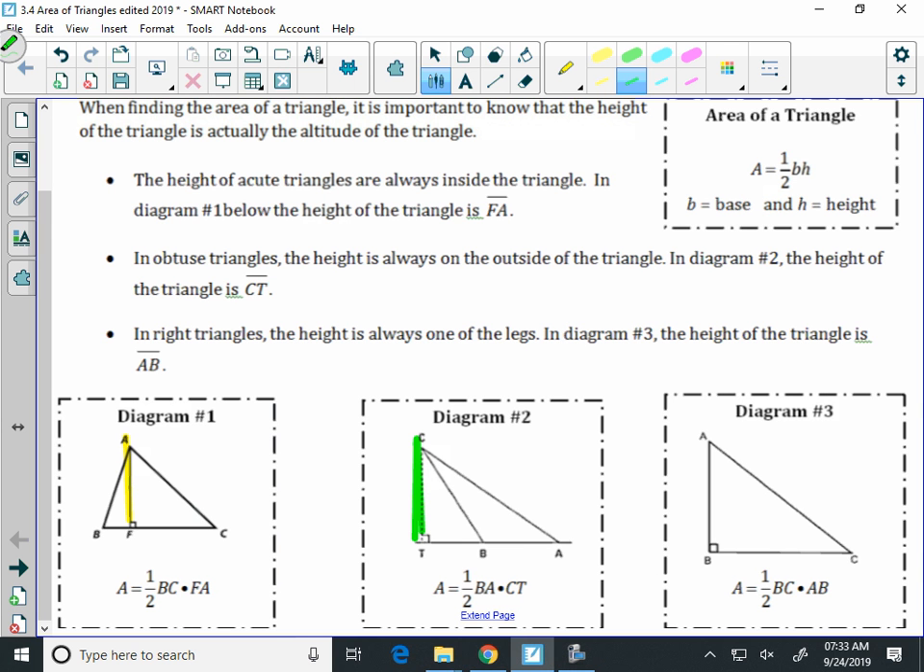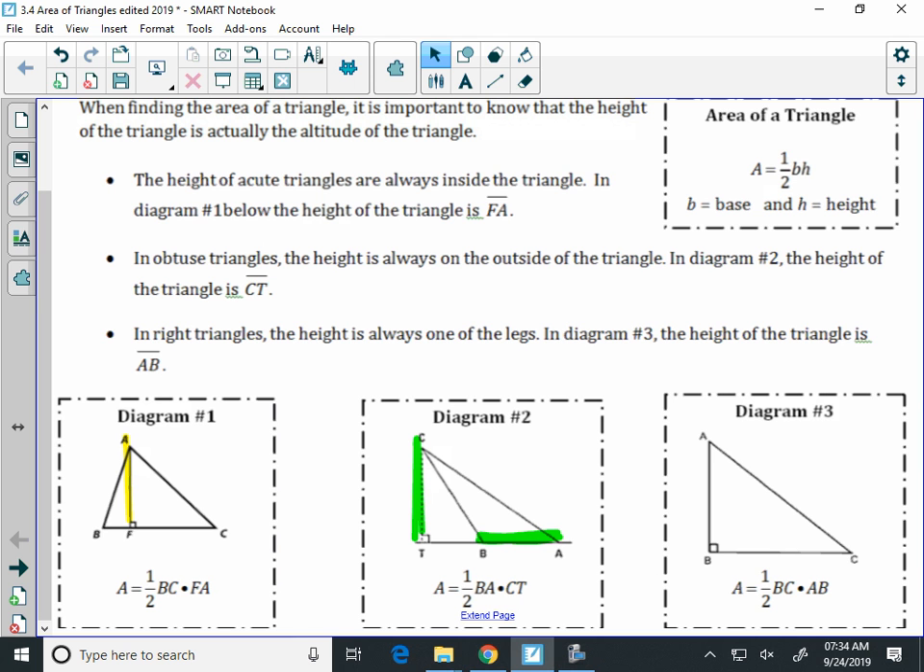So if we were to find the area of this obtuse triangle, it would be 1/2 the base, which is BA. You notice the base doesn't touch the height. That is okay with obtuse triangles, but it's the base, so the bottom of the triangle, times the height, which we said is CT.